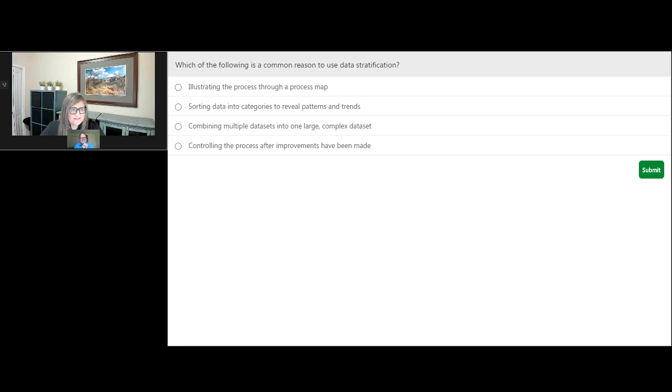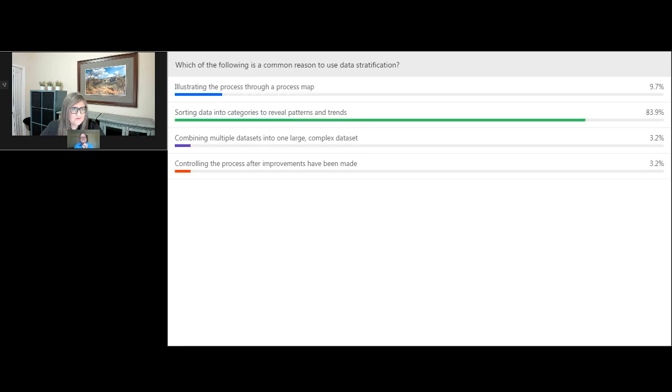All right. We are going to move on to the responses. So we have a few varied responses here. We have a few folks that weighed in on illustrating the process through a process map. Then we have the majority of individuals choosing sorting data into categories to reveal patterns and trends. A couple folks chose combining the data sets, and then another individual chose controlling the process after the improvements have been made.